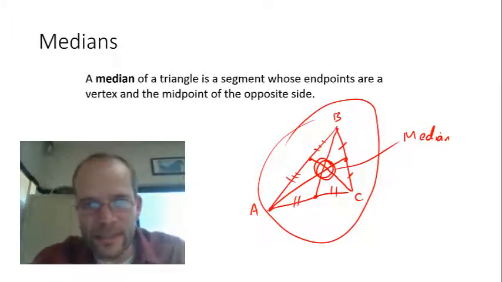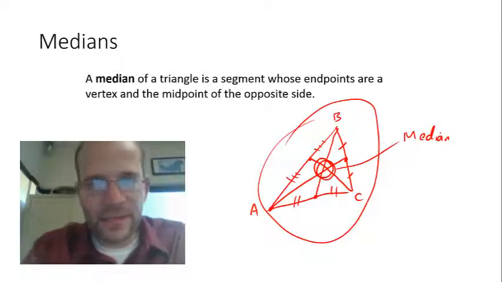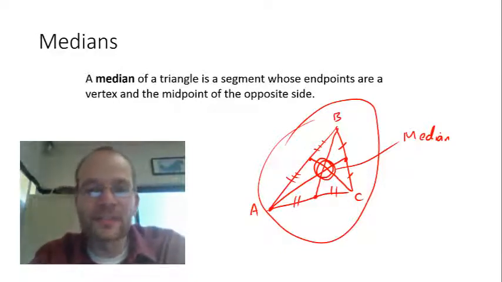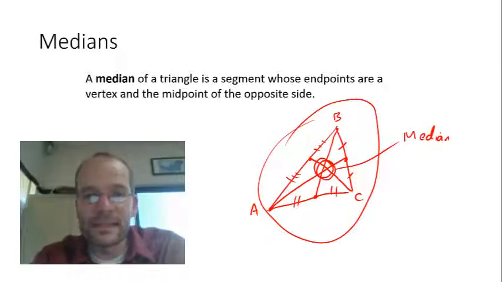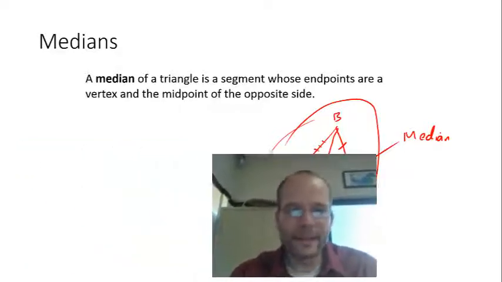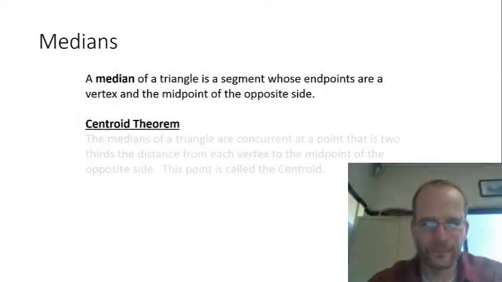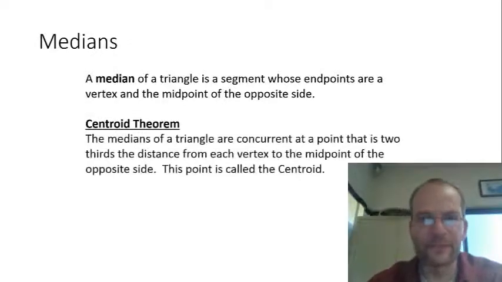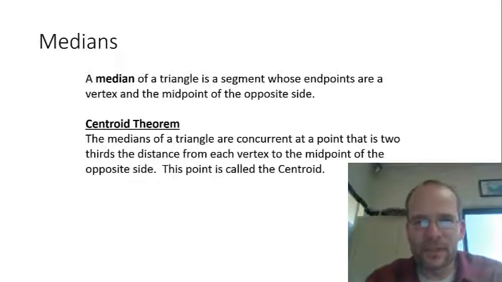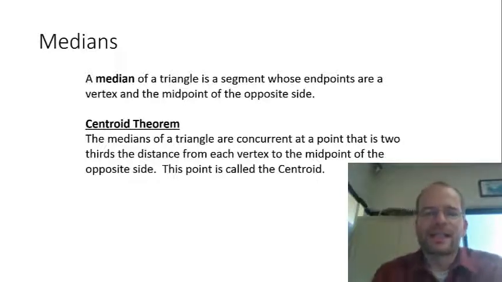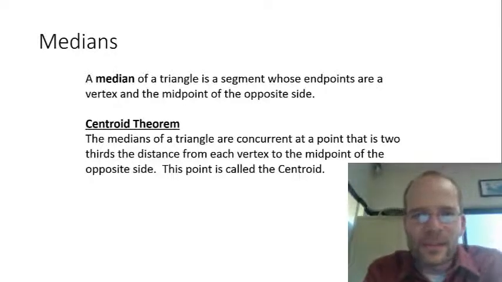Remember, we're in the context of these points of concurrency. In fact, if we carefully construct the three medians of a triangle, we will find that they are concurrent at a point. That brings us to the Centroid Theorem. The Centroid Theorem says that the medians of a triangle are concurrent at a point that is 2/3 the distance from each vertex to the midpoint of the opposite side. That point is called the centroid. So when we construct the three medians in a triangle, those three medians all intersect at a single point. That single point is called the centroid.